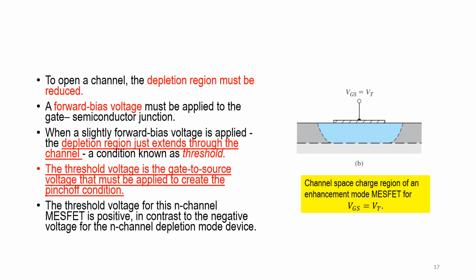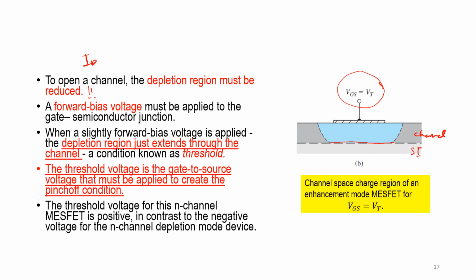To open a channel that enables the flow of current from source to drain, the depletion region must be reduced. So a forward bias voltage must be applied to the gate. When a forward bias voltage is applied, the depletion region will just extend through the channel, and this condition we know as the threshold condition, where VGS is equal to VT, when the depletion region is just at the junction between the semi-insulating substrate and the channel.